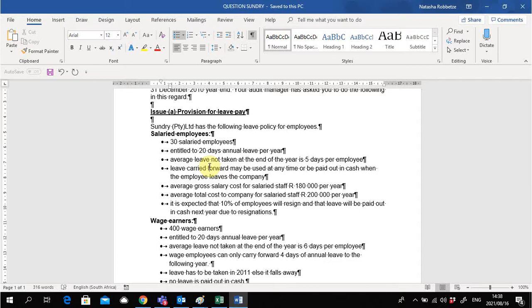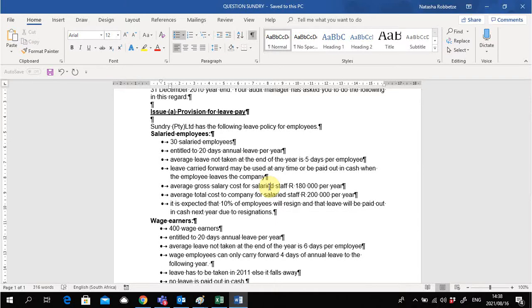Something that's very important is that if the days are carried forward and the employee did not resign, then it is based on cost to company. But if the employee resigns, it's based on the gross salary. And that's something important to remember.